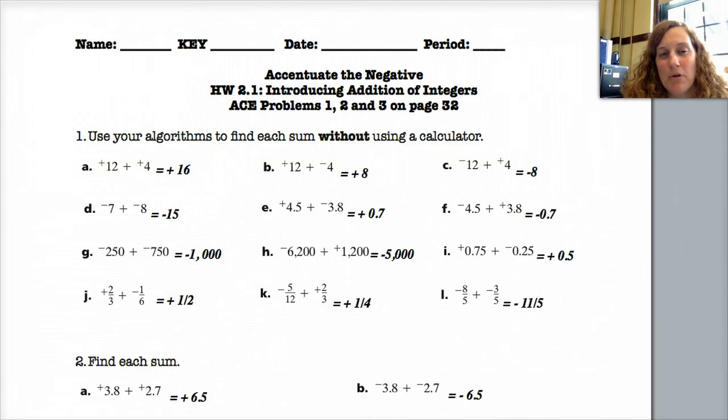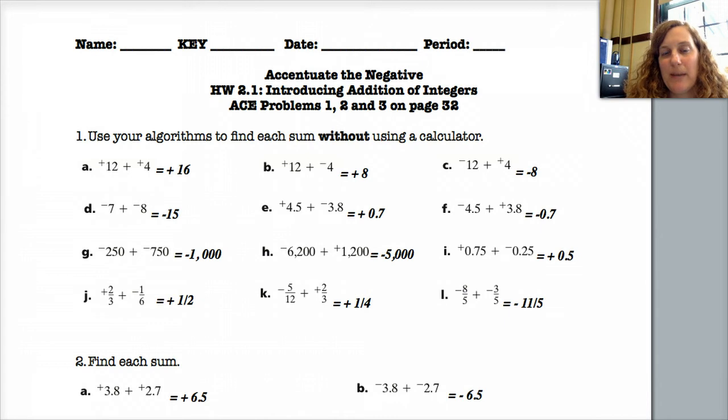Hello, welcome to the homework review for homework 2.1, Introducing Addition of Integers, ACE problems 1, 2, and 3 on page 32. Our last investigation talked about adding and some subtracting with positive and negative numbers, but we only used the number line and the CHIP model. Today in class, we talked about an algorithm that we could use to add negative numbers that will always work.